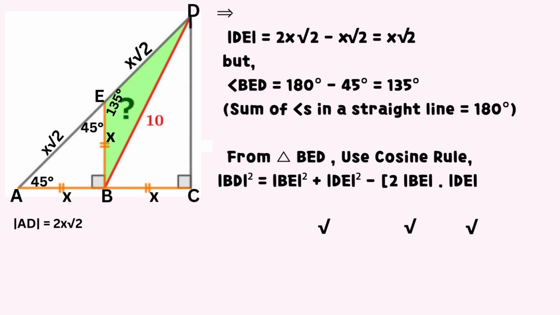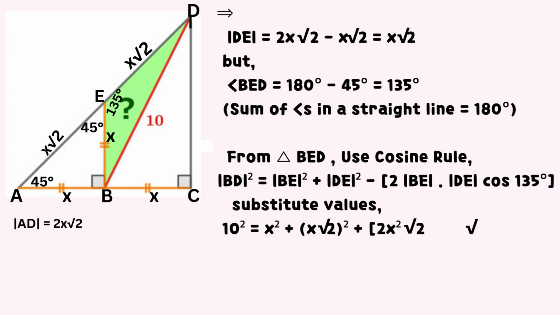But angle BED equals 180 degrees minus 45 degrees, which equals 135 degrees. It is because the sum of angles in a straight line equals 180 degrees. From triangle BED, use the cosine rule. The square of line BD equals the sum of the square of line BE and the square of line DE, minus 2 times the product of line BE and line DE times cosine 135 degrees. Substitute values and we obtained a new equation as shown on the screen.